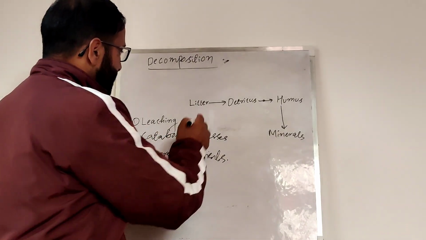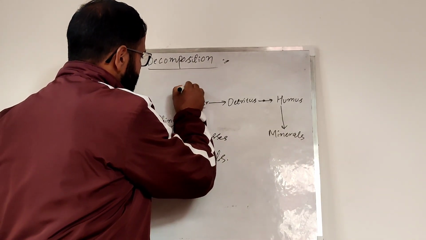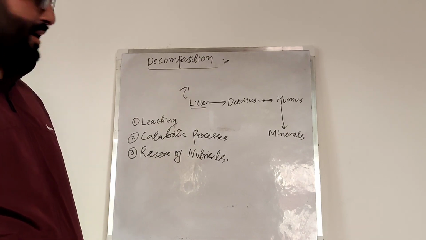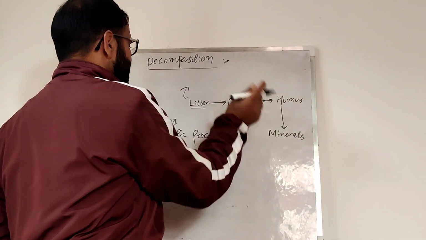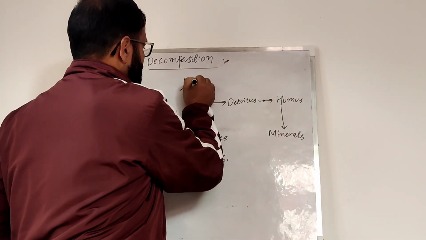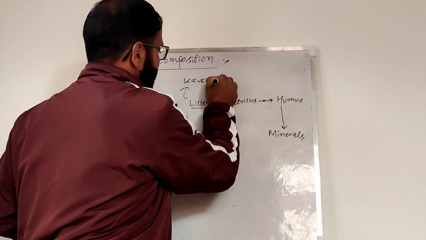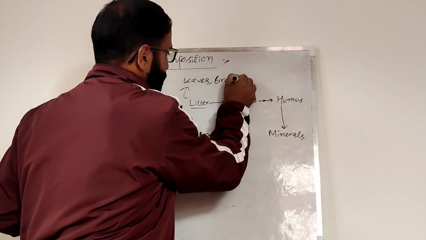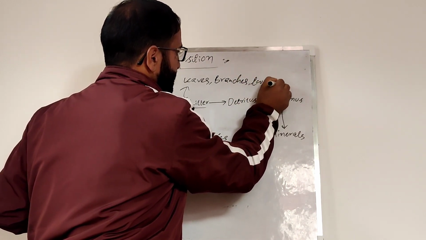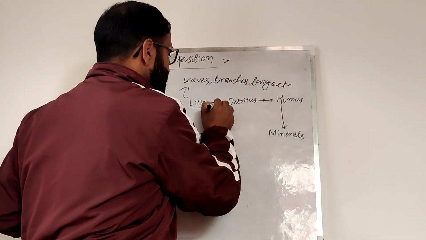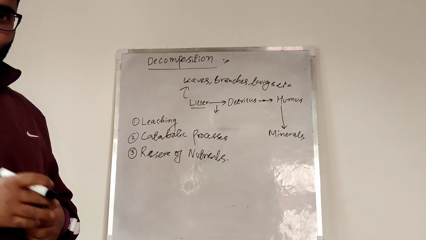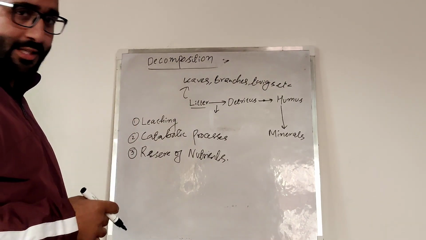First, this litter constitutes leaves, branches, twigs of plants, etc. They constitute the litter. This litter is broken down by different physical processes and by some organisms as well.